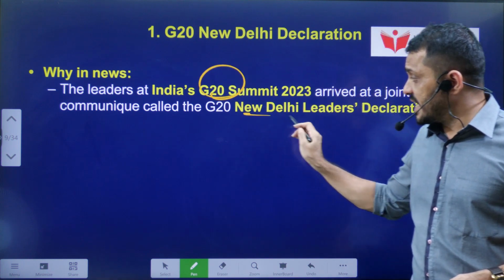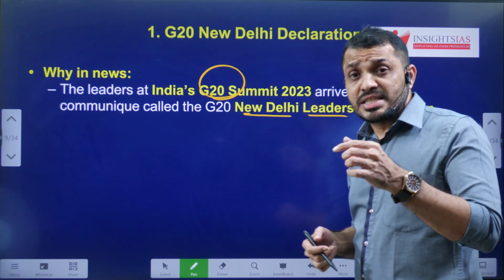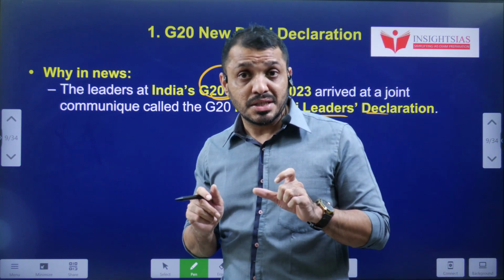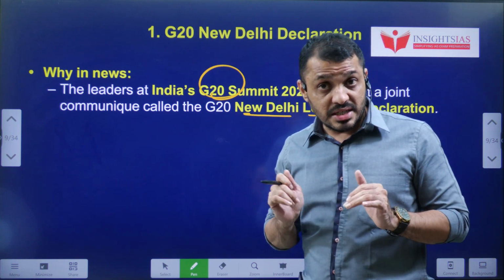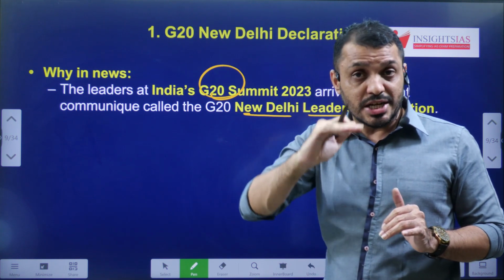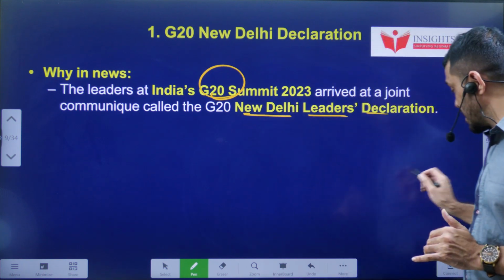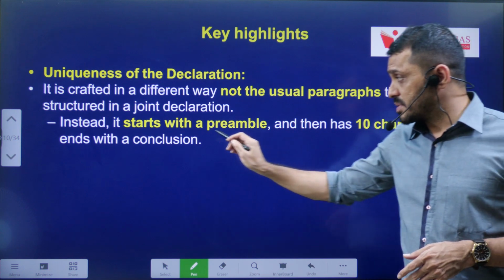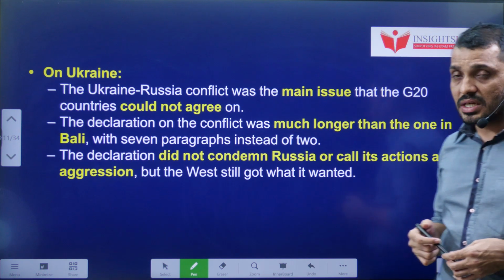Now we'll see why it is in the news. The India G20 summit ended with the New Delhi Leaders' Declaration. Previously, these declarations used to be in the form of paragraphs. For a change, this time the declaration consisted of a preamble as well as 10 chapters. We are going to discuss all the 10 chapters in the Delhi declaration. What are those 10 chapters? It started with the preamble and included the 10 chapters with a conclusion.